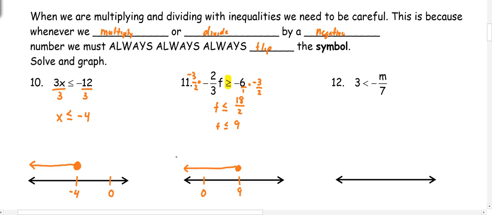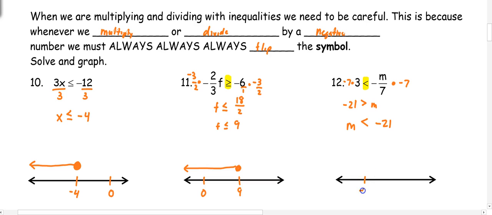Number 12, m over 3 is less than or equal to m over negative 7. So we're going to multiply both sides by negative 7. Because we multiplied by negative 7, again, our sign has to flip. So this becomes negative 21 is greater than m. Now remember, I can't graph until my variable is first. So this time, this problem is going to be a double flip where we're going to flip the m and the 21 and change the direction of the sign again. So we have m is less than negative 21.